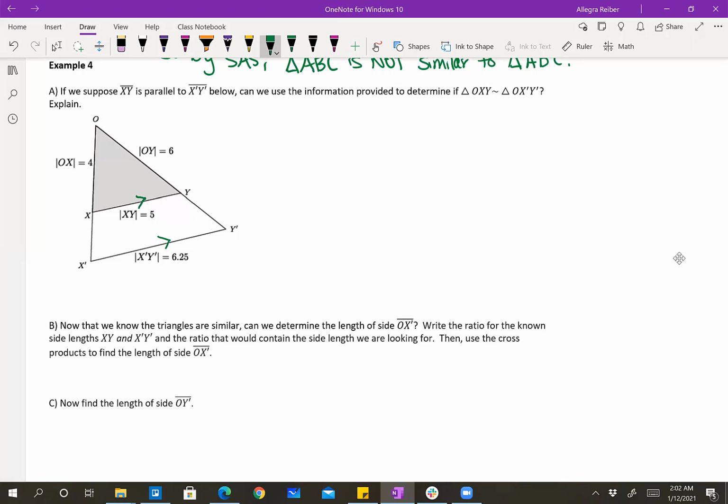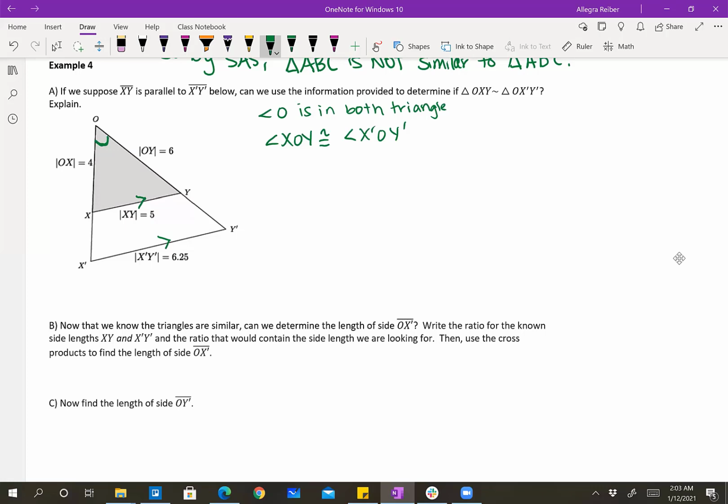Okay. When I look at this problem, the reason I think that they are similar is because, again, I'm using what I know about parallel lines. Both triangles already share one common angle. Angle O is in both triangles. We can think of it as angle XOY, but it's also the same angle in terms of measure as angle X'OY'. And for that reason, I already have the angle part of side-angle-side.